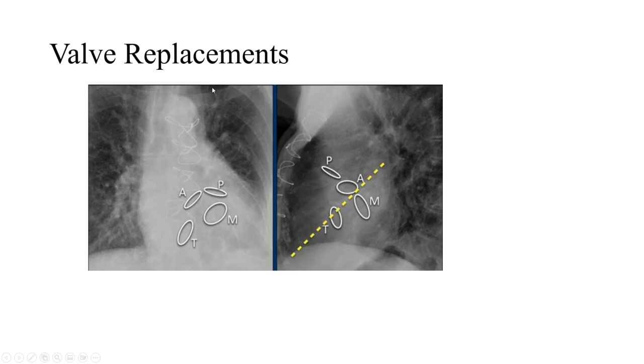Now I just want to have a brief discussion about valve replacement. So there are 4 valves within the heart: the aortic, pulmonic, mitral, and tricuspid valve. The easiest way to identify these valves is by drawing an imaginary line between the apex of the heart to the base of the heart. Above this line is the aortic valve and pulmonic valve. The aortic valve sits just above this line with the valve almost touching the line, and the pulmonic valve is more superior. Below this line is the tricuspid and mitral valve, with the tricuspid valve located more anteriorly compared to the mitral valve.